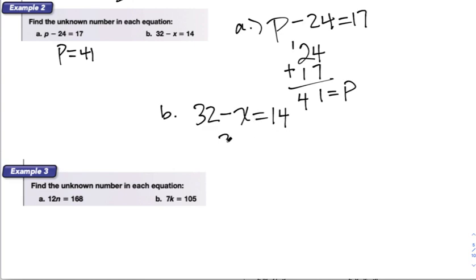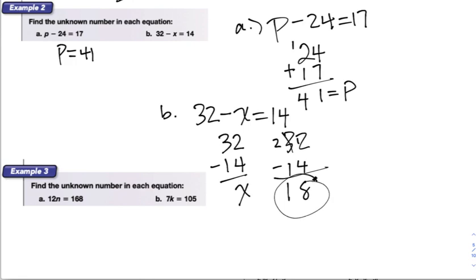Then what I know is if I have 32 and I take away 14, I will get that number. So I'm going to do the subtraction here in order to calculate x. If I have 32 minus 14, I'm going to borrow from the 3, get a 12. I have an 8 here, this becomes a 2, and I get 18. In this circumstance, x is equal to 18.